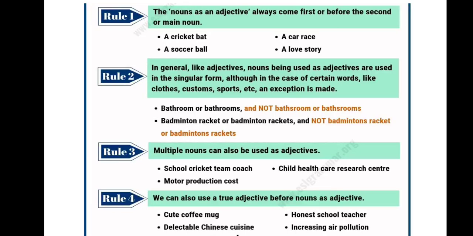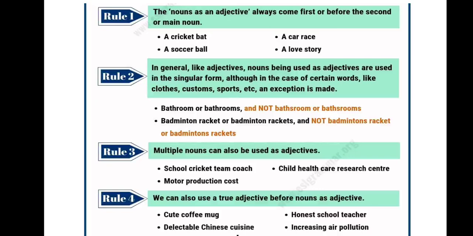For example, see the first one, a cricket bat. Here, cricket is a noun, and bat is another noun. The noun that plays the role of an adjective comes in front of the main noun. So in this phrase, what is the main noun? The word bat. Bat is the main noun, and which word describes it? The word cricket describes the bat. What kind of a bat is that? It's a cricket bat. And the next one, a car race.